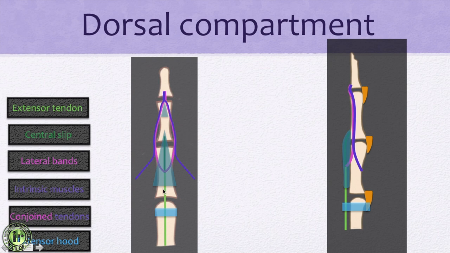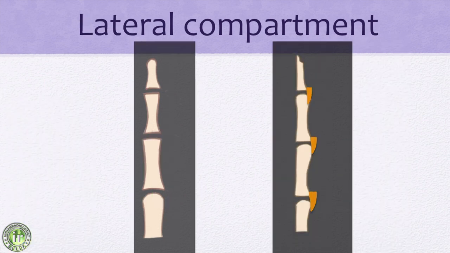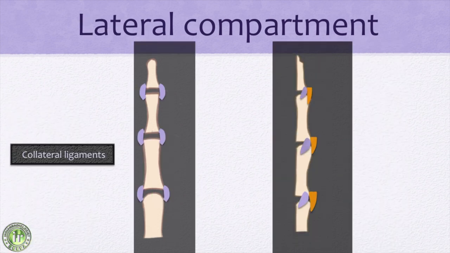And overlying these extensor tendons to support them, you have the extensor hood, of which the most important is the sagittal band, which is at the level of the head of the metacarpal. The last is the lateral compartment, and it comprises of the radial and ulnar collateral ligaments.